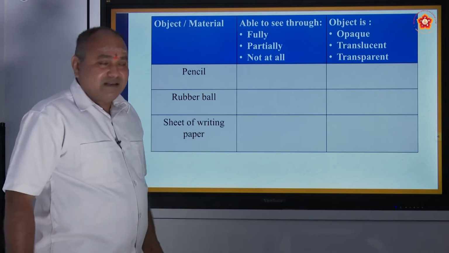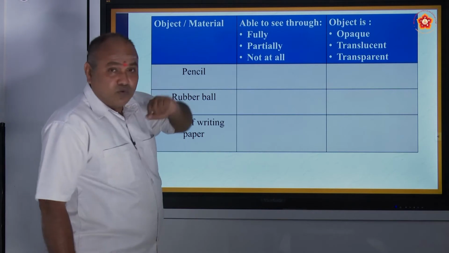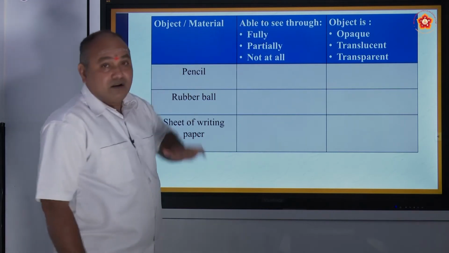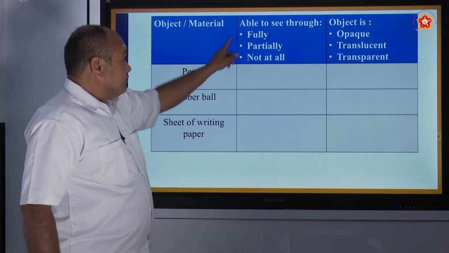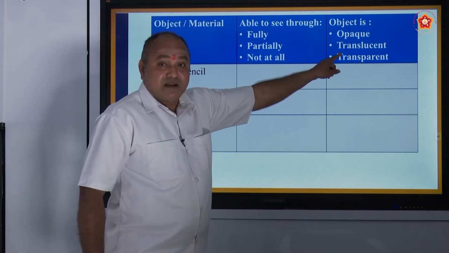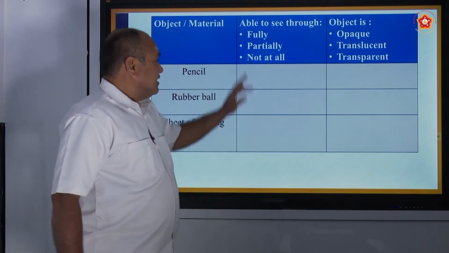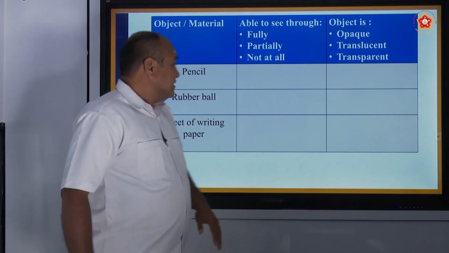So what can be the details? Fully able to see through, partially able to see through, or not at all. Not at all means you are not able to see through. So if fully able to see means it should be transparent. If it is partially means translucent. If it is not at all means opaque. That will be the conclusion. So pencil.